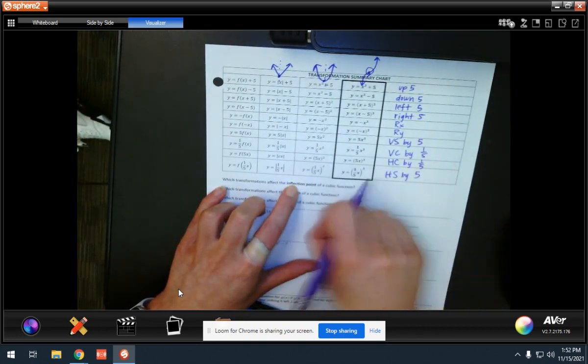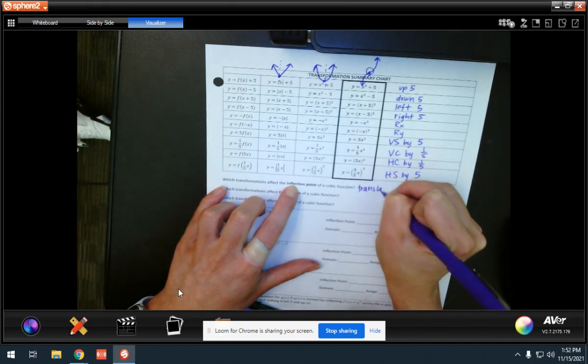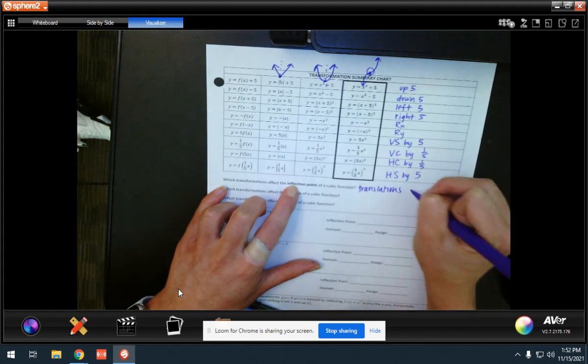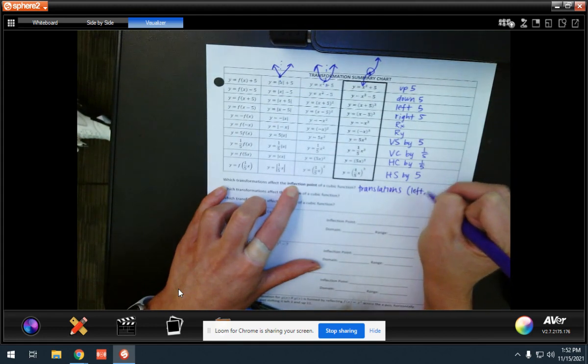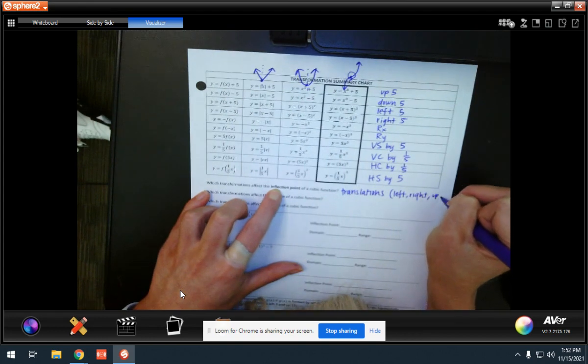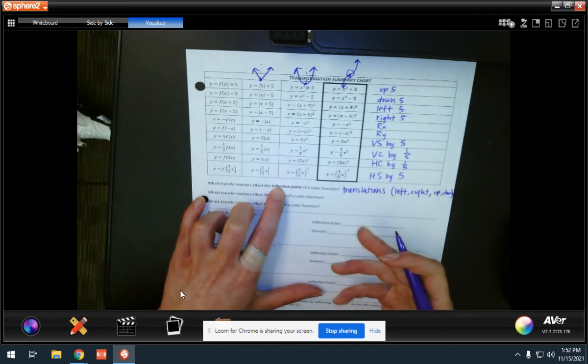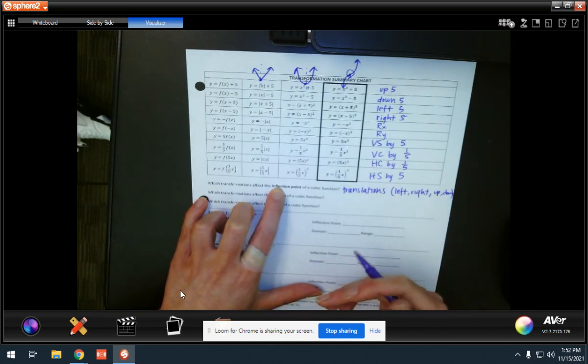Okay, and so the only transformations that affect the inflection point are moving left, right, up, and down. You actually have to translate it. So you can say translations. Left, right, up, down. And so if I ask you where the inflection point is or the point of symmetry, all you're looking at is the left, right, up, and down. You don't care about the reflections. You don't care how stretched it is.